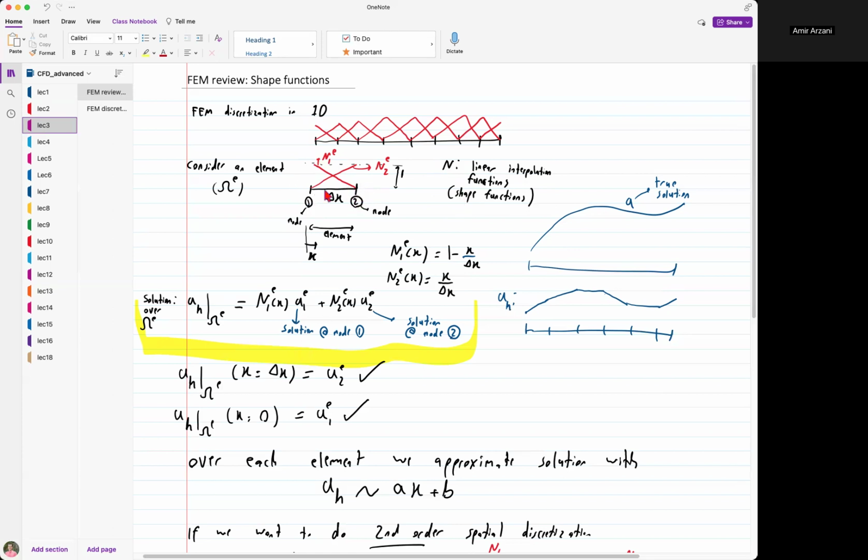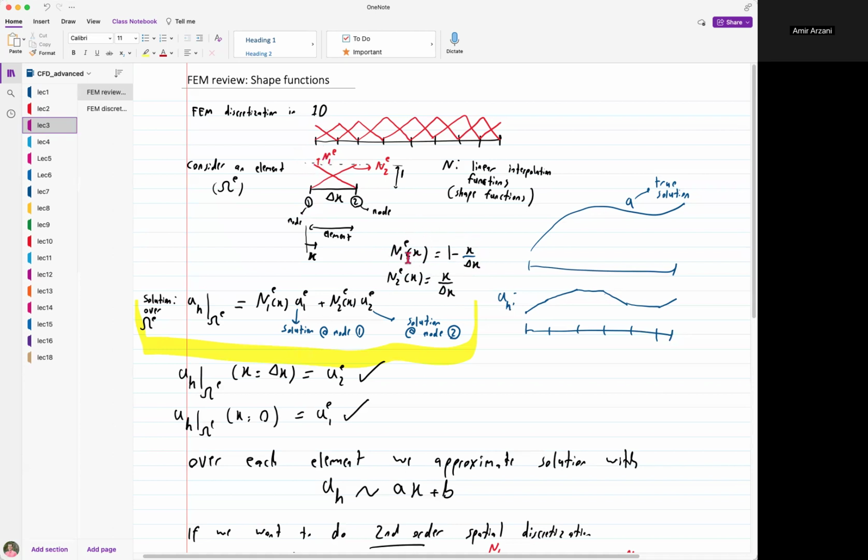In this one-dimensional example, I have two of these shape functions, one associated with each node. On node 1, I have the shape function N1, which is defined as 1 minus x over delta x. On node 2, I have a shape function N2 defined as x over delta x. The shape function associated with each node is such that its value is equal to 1 at that node, and it is 0 at the other nodes.